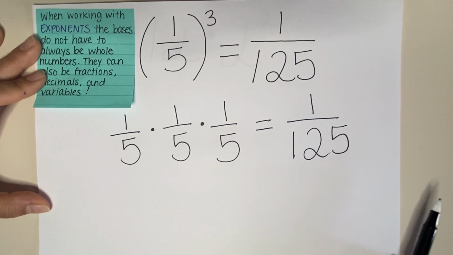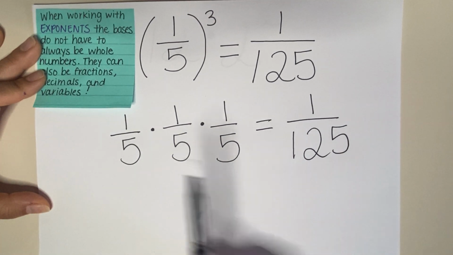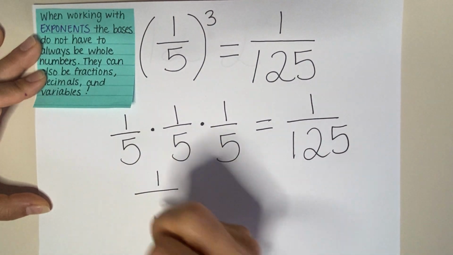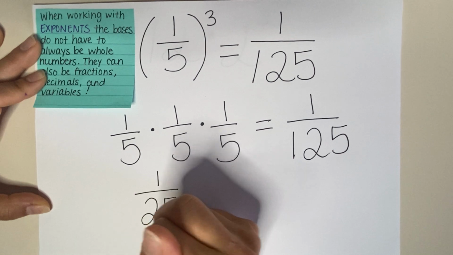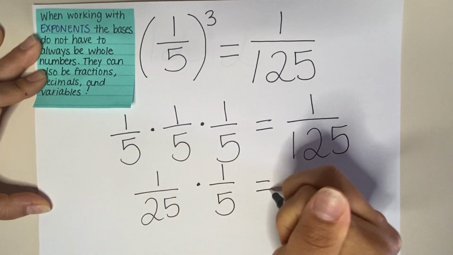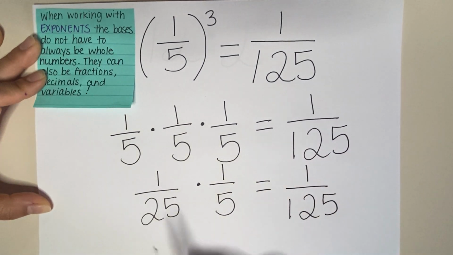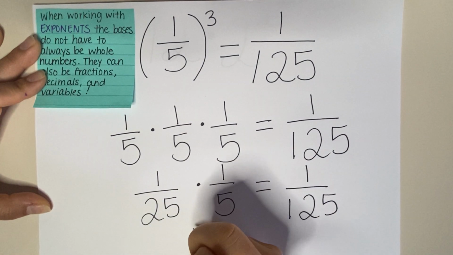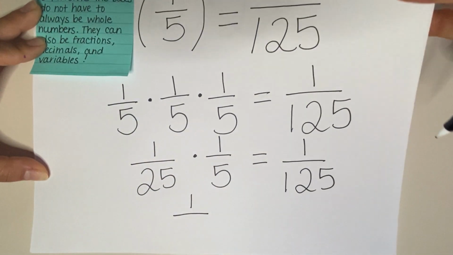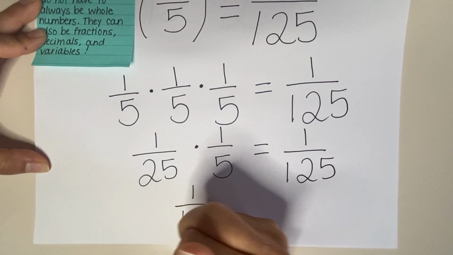Well, we just multiply fractions like we know. We multiply the numerators across and the denominators across. So 1 times 1 is 1. 5 times 5, 25. Is this equal to 1 over 125? Let's see. 1 times 1 is 1. 25 times 5 is 125.